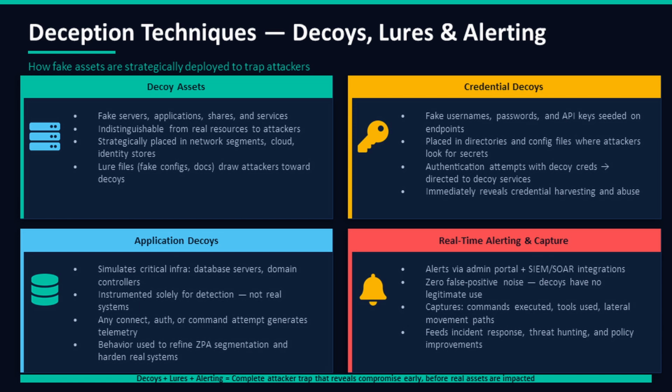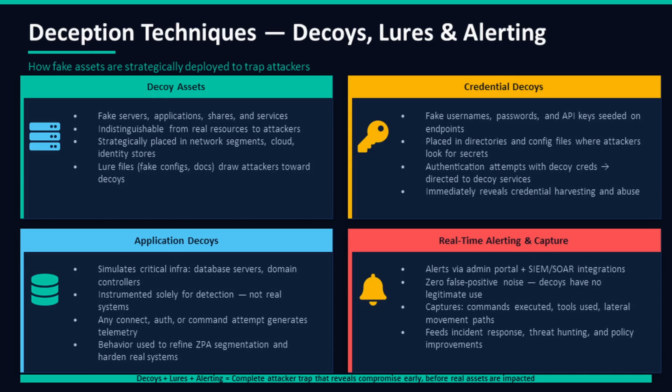Real-time alerting ties it all together. Every interaction with a decoy generates an alert through the Zscaler administration portal and can be forwarded to any SIEM or SOAR platform via integrations. Because decoys have zero legitimate use, the SOC doesn't have to triage whether an alert is real. They already know it is. The question is just what to do about it.